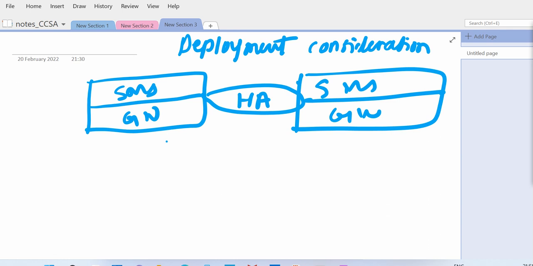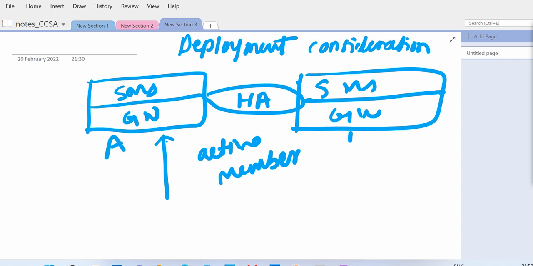So what happens in HA? Traffic is processed by one of the active members. Consider in this scenario that this one is active and this one is passive. So now the traffic is processed by the active gateway. Due to some issue or electricity issue, if this goes down, the traffic fails over to the secondary gateway here.